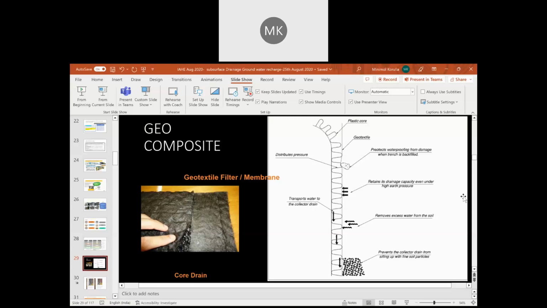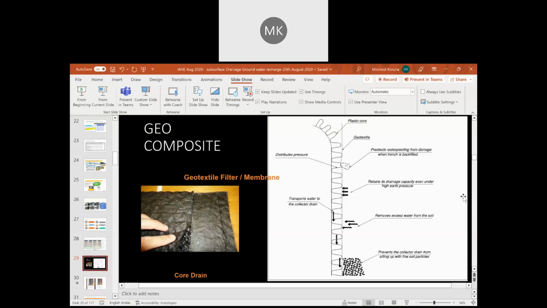In non-woven geotextile, you will not see any warp direction or weft direction. The fibers are placed randomly and bonded together by thermal means, and then we call it a thermally bonded geotextile. When we use mechanical means, then we call it a needle punched geotextile. So this is the major geotextile.